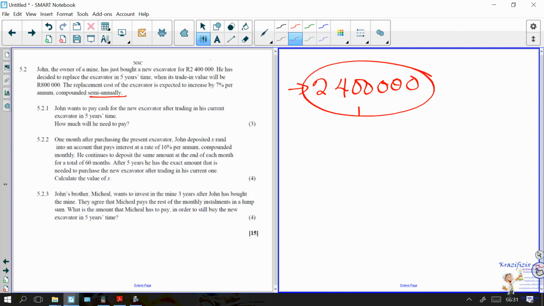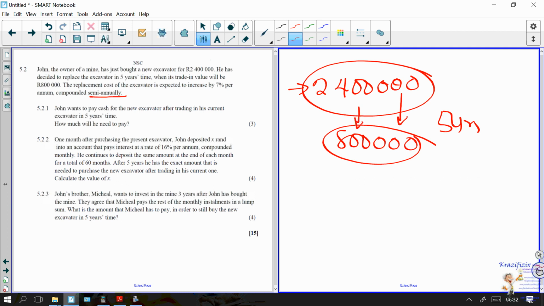But the new value of this would only be 800 thousand, and that will be in 5 years' time. So this is depreciation. It's depreciating there. All right, so the question now says John wants to pay cash for the new excavator. How much will he need to pay? I wanted you to notice something, that these 2.4 million that John used in buying, the worth of the machine is depreciating to give us what?